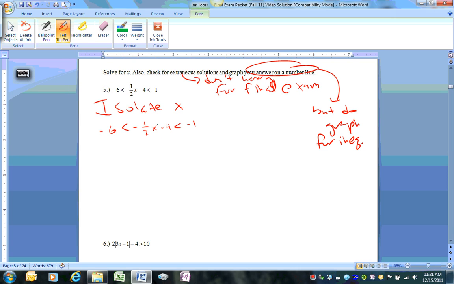Okay, let's change the color. Kind of Christmas colors here. Let's add 4 first.